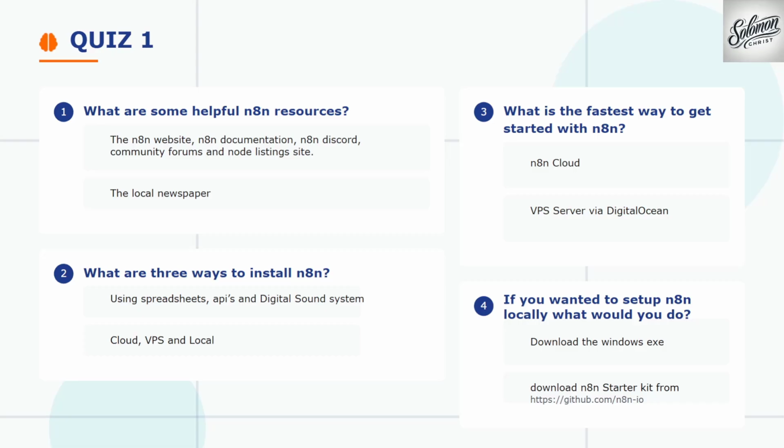What are 3 ways to install n8n? Is it using spreadsheets, APIs, and digital sound system, or cloud, VPS, and local? If you said cloud, VPS, and local, you're right. What is the fastest way to get started with n8n? Is it n8n Cloud, or is it VPS server via DigitalOcean? If you said n8n Cloud, you're right.